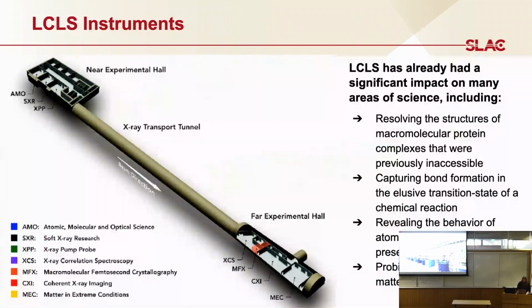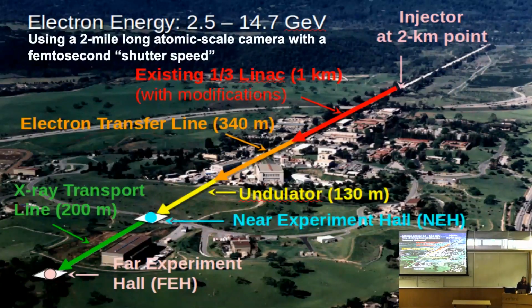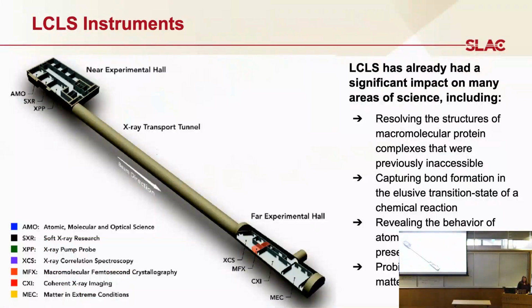And what we use them for is to image things. We use them to take pictures of things at the atomic scale. We are basically a 2-mile-long atomic scale camera with a femtosecond shutter speed. So if you want the analogy or the elevator pitch, that's it. 2-mile-long atomic scale camera. So these X-rays are delivered to the LCLS instruments. There are currently 7 of them. There are plans for more.